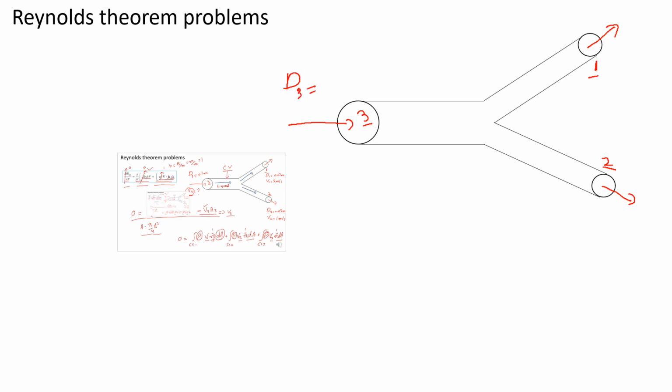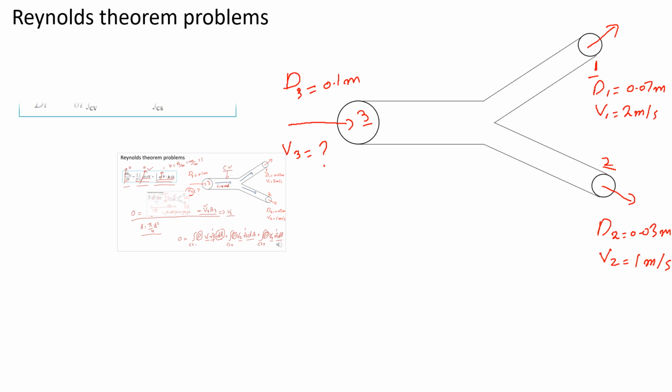So here our diameter d3 is 0.1 meter. Here our values are d1 for control surface 1 is 0.07 meter, and my velocity v1 is 2 meter per second. Here d2 is 0.03 meter and v2 is 1 meter per second. And here we are required to find our velocity at control surface 3. So we are going to apply our Reynolds transport theorem, and let's clarify some things along the way.